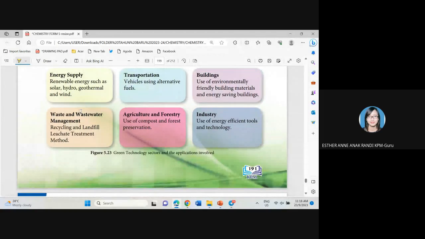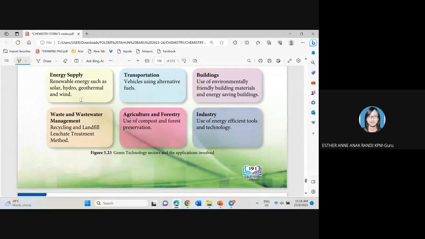Okay, we have green technology in energy supply in terms of renewable energy. Okay, for example, now is very famous, right? Solar cell. Hydro is like the dam, the empangan that we have. Geothermal is kita gunakan haba dari bumi, okay, untuk hasilkan energy, untuk hasilkan electric, for example. Wind, okay, the wind lah, to produce the energy.